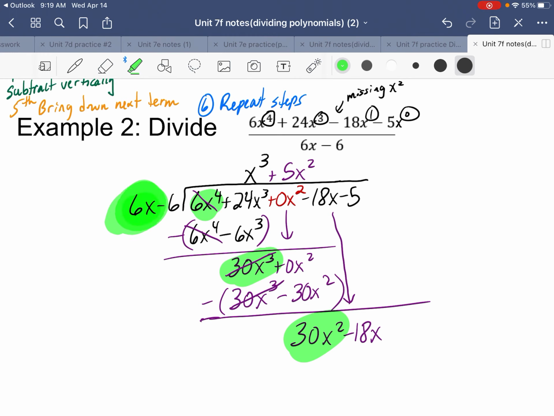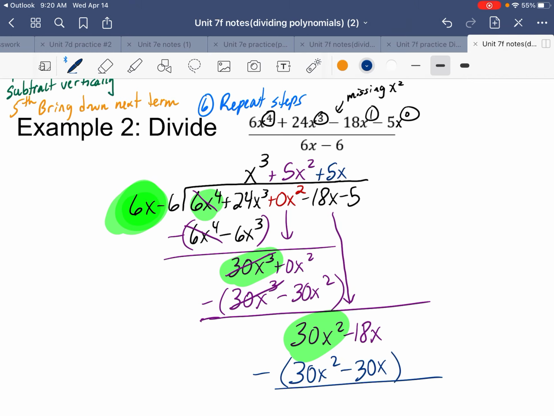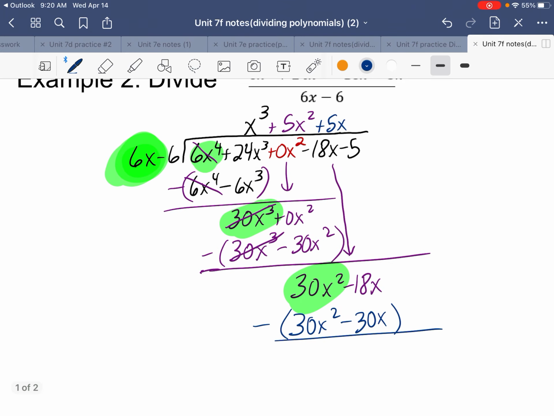30x squared divided by 6x would be 5x, and multiply back down. So 5x times 6x is 30x squared. 5x times negative 6 is a negative 30x. Subtract. 12x minus 5. So bring the next term down.